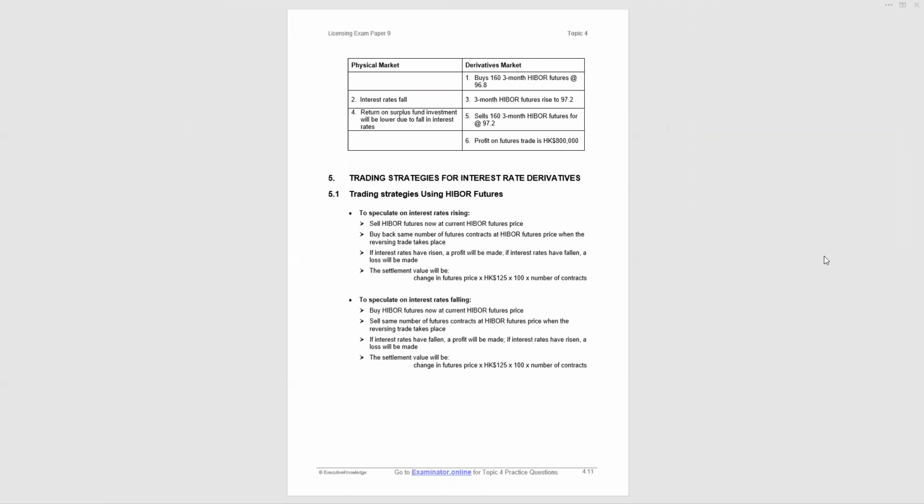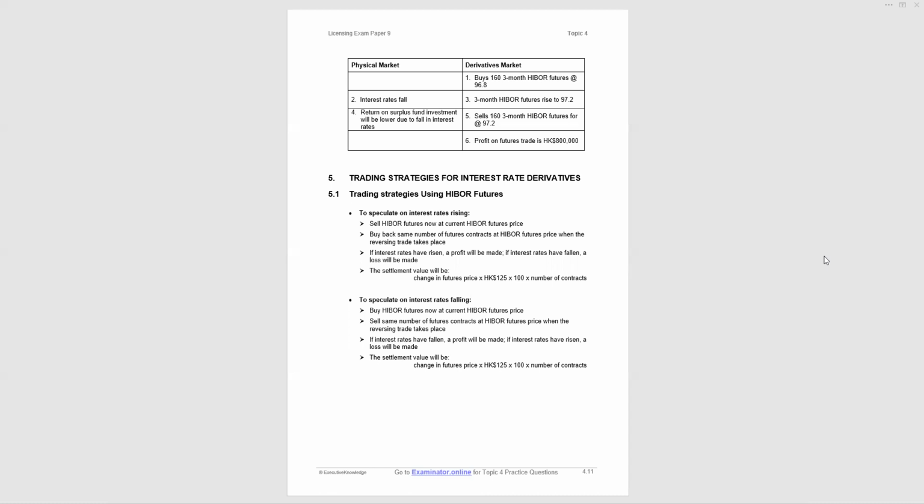Let us finish topic 4 by looking at 2 trading strategies using HIBOR futures. Sounds very grand, but it's very, very straightforward. To speculate on interest rates rising, if we think interest rates are going to rise, we think the futures price, inversely related, is going to fall. So we will sell when we think interest rates will rise. So we sell HIBOR futures now at the current price. Then we buy back the same number of futures contracts at the futures price when the reversing trade takes place, which we hope will be lower.